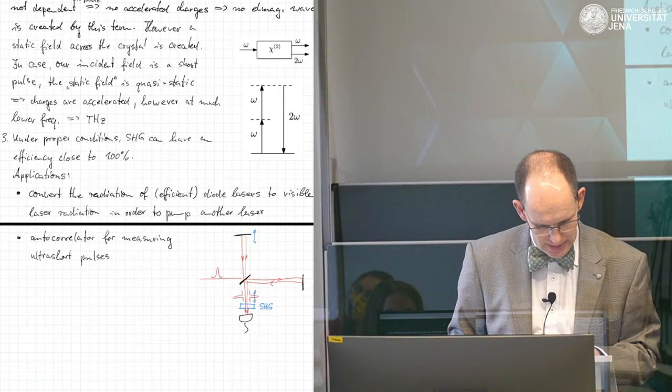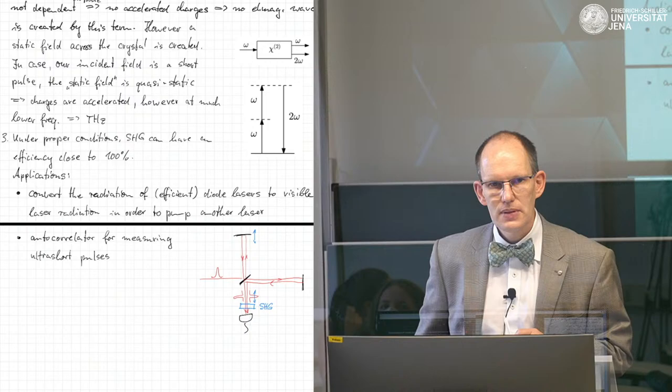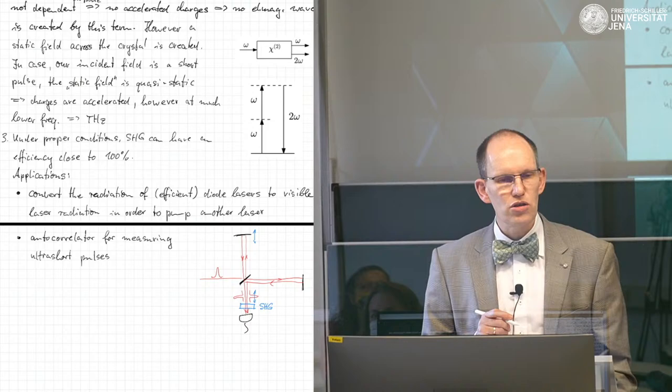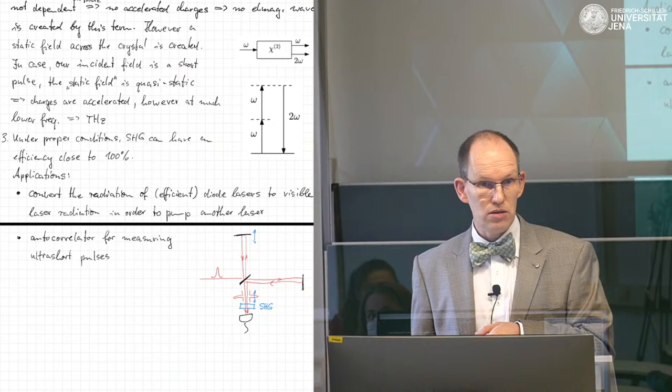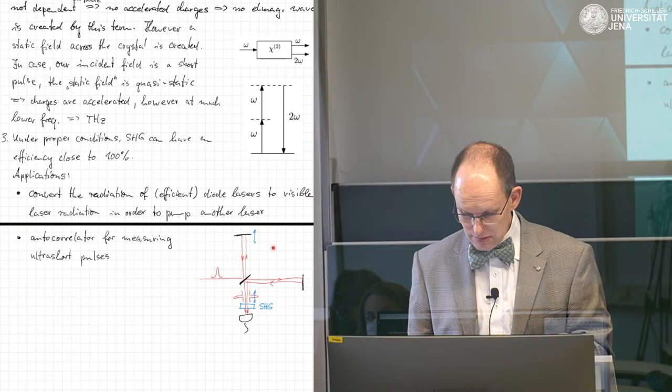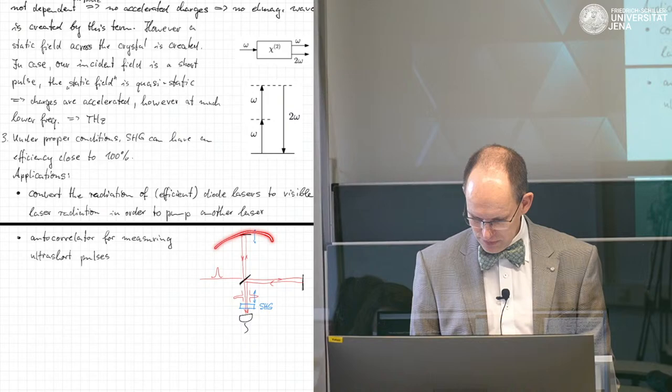Okay. Of course, if you know that the pulse that comes in is not chirped, then you don't need the second harmonic generation. But usually, you use such a device just in order to find out whether it's chirped or not. Yeah? And of course, there are more sophisticated versions of this simple device than what I just described.